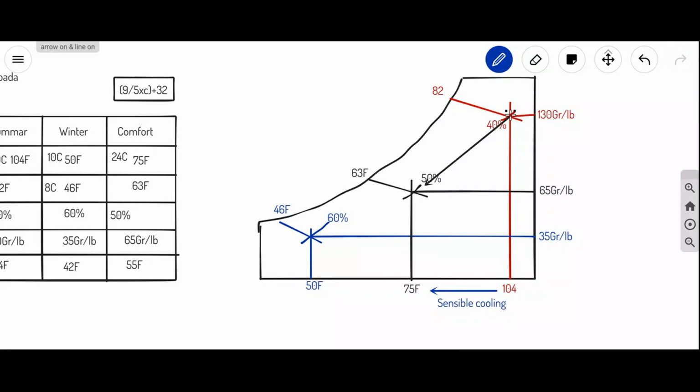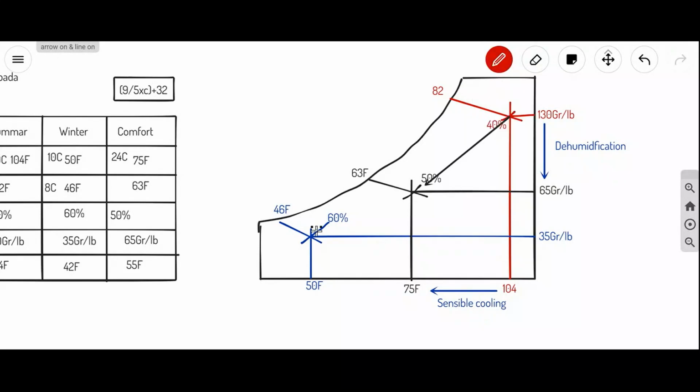Sensible cooling. That means this point shifted to here. Now this point needs to shift from here to here. So to shift this point, we need to remove the water vapor molecules from air, which is called dehumidification. So for Hyderabad location, summer conditions, we need to go with cooling and dehumidification.